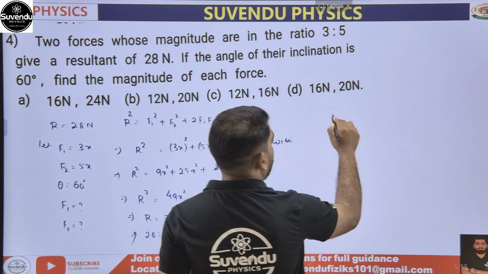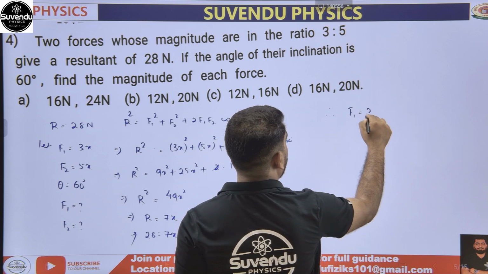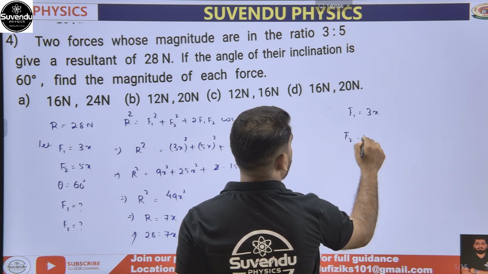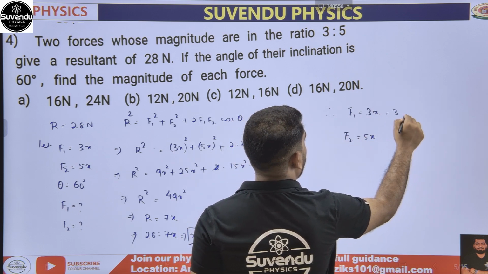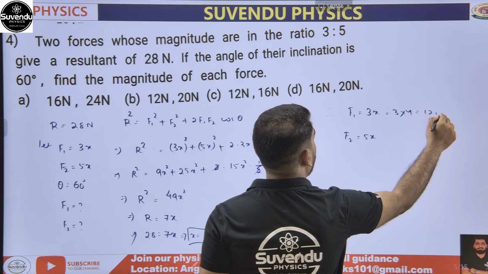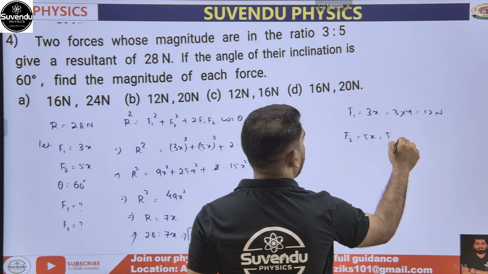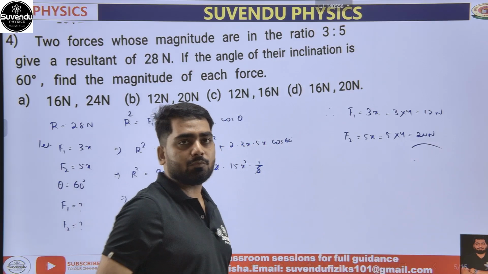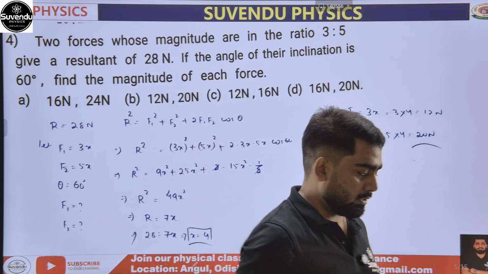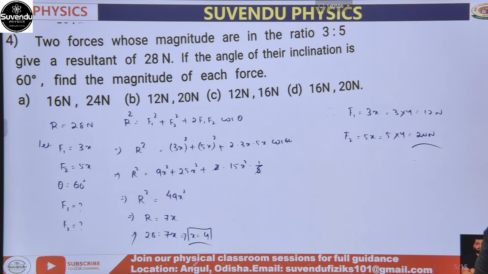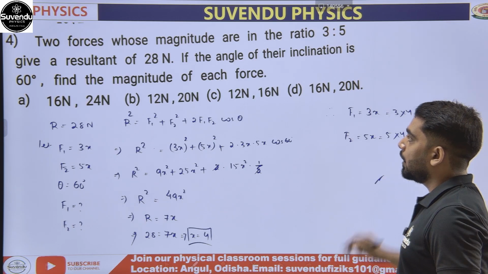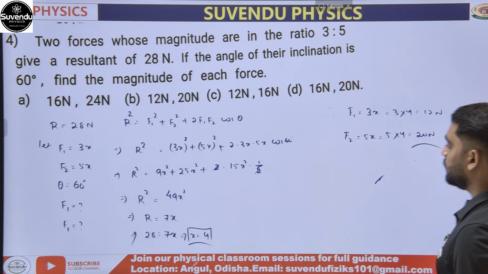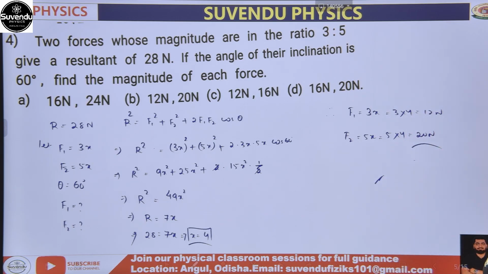So what are F1 and F2? F1 is 3x, F2 is 5x. So 3 into 4 is 12 Newton, and 5 into 4 is 20 Newton. These are the respective values of F1 and F2 as per the given question. I think it is clear. Easy is the content. Next.